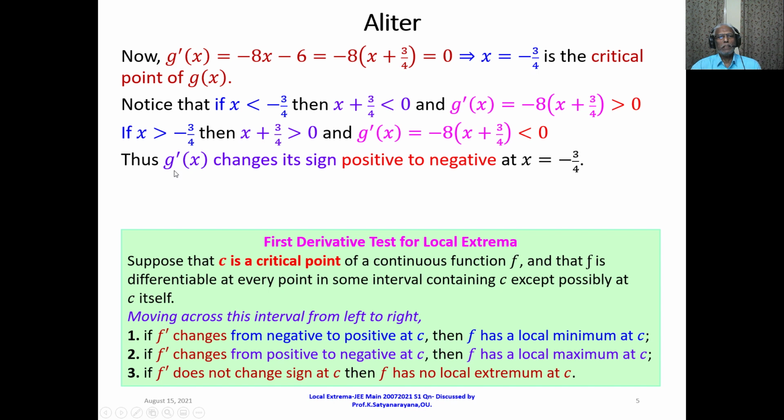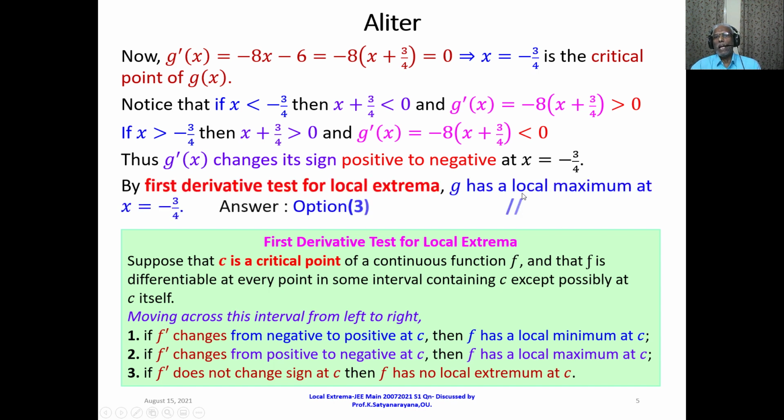Now what is happening here? g prime x changes its sign from positive to negative at x is equal to minus 3 by 4. That is the second one. So therefore, by the first derivative test for local extrema, g has a local maximum at x is equal to minus 3 by 4. That is, our answer is option 3. This completes the discussion in the alternate method.